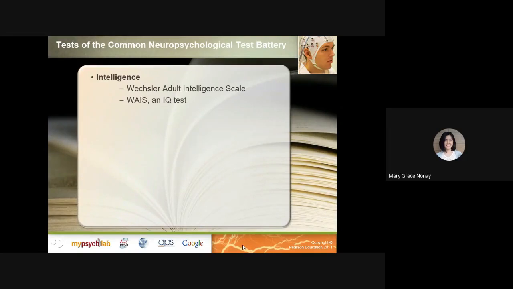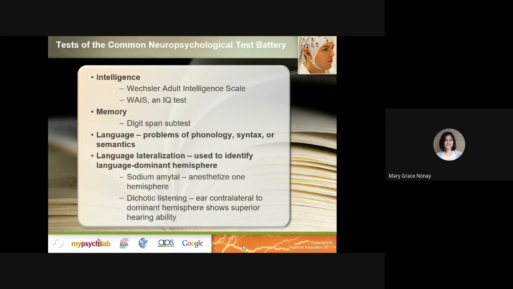So here are some common tests, no? We have, of course, for intelligence, the WAIS for IQ, the digit span subtest, still from the WAIS. Then language, so problems of phonology, syntax, and semantics. So we have subtests there also. And of course, language lateralization is used to identify the language dominant hemisphere. So it can be done using sodium amytal, which anesthetizes one hemisphere so that it does not function, and then only the other one works, and then the person is tested.